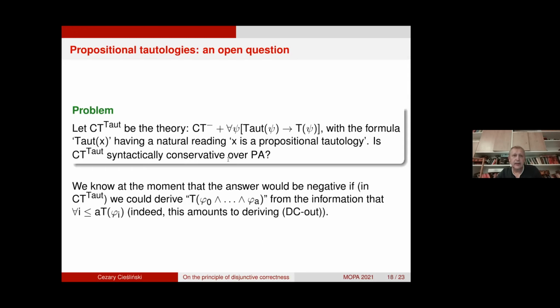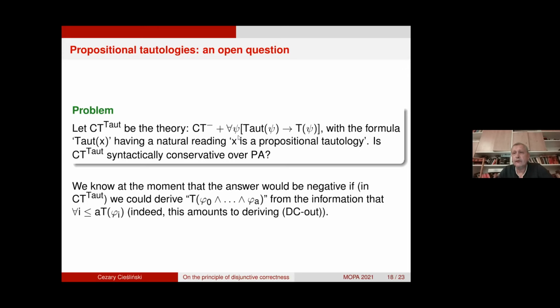Now I want to say a few words about a certain open problem. We don't know the answer to the question described here, and next I want to show a result which is motivated by this open problem, although the result does not solve it. So the problem. Define the theory CT out. Let it be CT minus extended with the axiom all propositional tautologies are true. The question is how strong this theory is. Maybe it's another incarnation of CT0, or maybe not. Maybe it's conservative. We do not know.